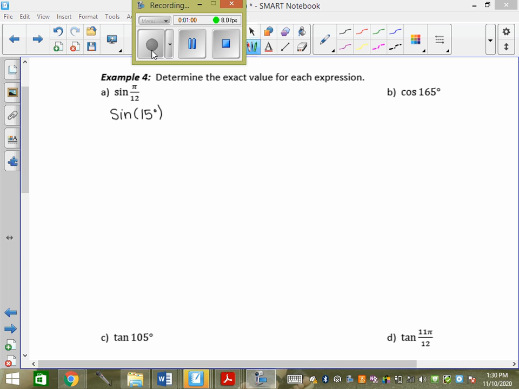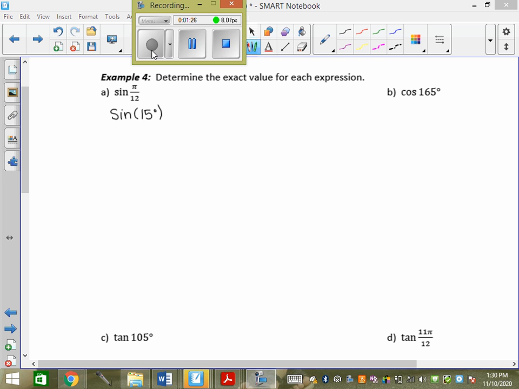The catch is this one says determine the exact value. Is a decimal an exact value? No. An exact value screams unit circle. So you go to your unit circle and you're like, 15, I have no idea. That's not on my unit circle. True. But is there anything on my unit circle that I could possibly add or subtract that would get me 15?